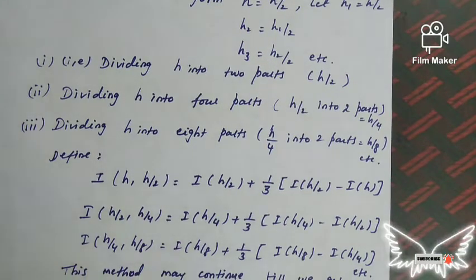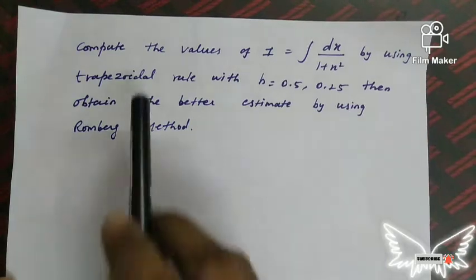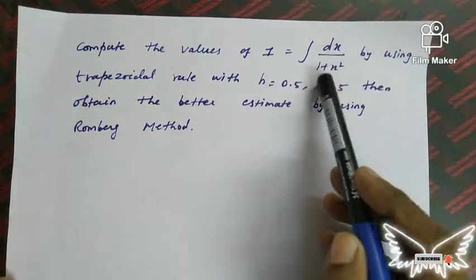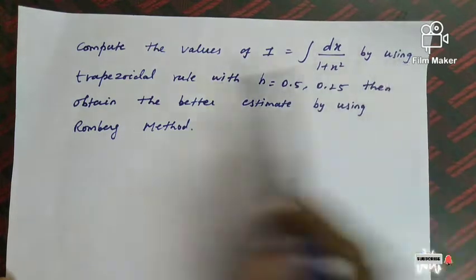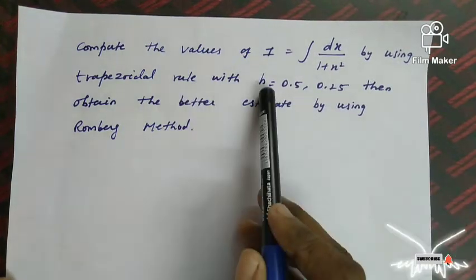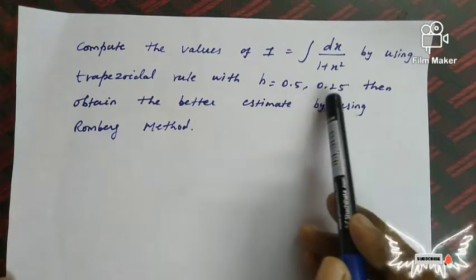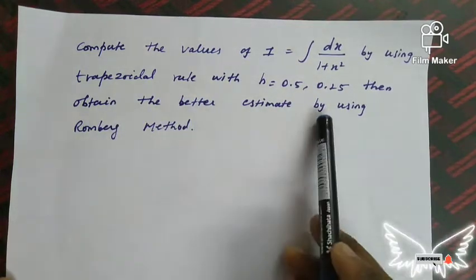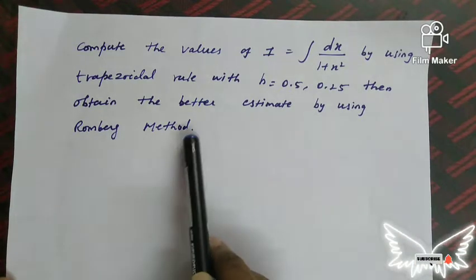Now we will see the problem. Look at this question. Compute the value of I is equal to integral dx by 1 plus x square using trapezoidal rule with h is equal to 0.5, 0.25. Then obtain a better estimate by using Romberg method. So this is the question.